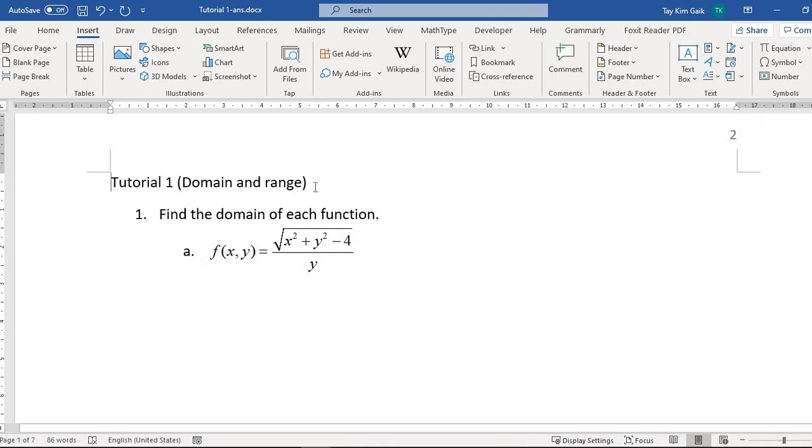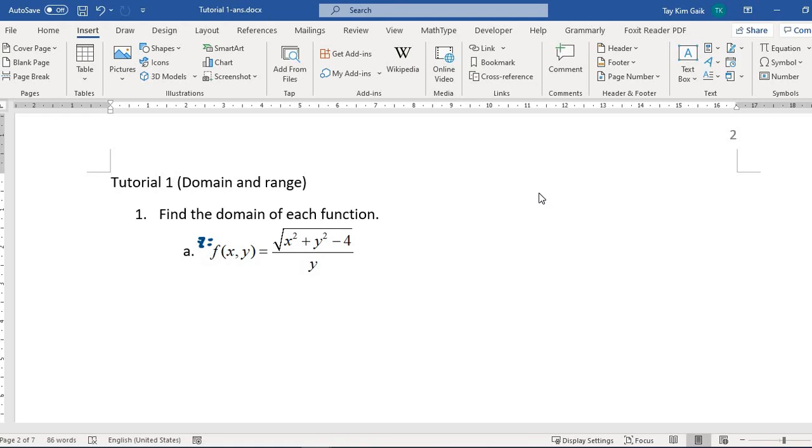We have the first tutorial concerned with the domain and range. The first question here: find the domain of each function. The first one is f(x,y) equals the square root of x squared plus y squared minus 4, divided by y. Let's say z equals the function f(x,y) equals this square root divided by y.